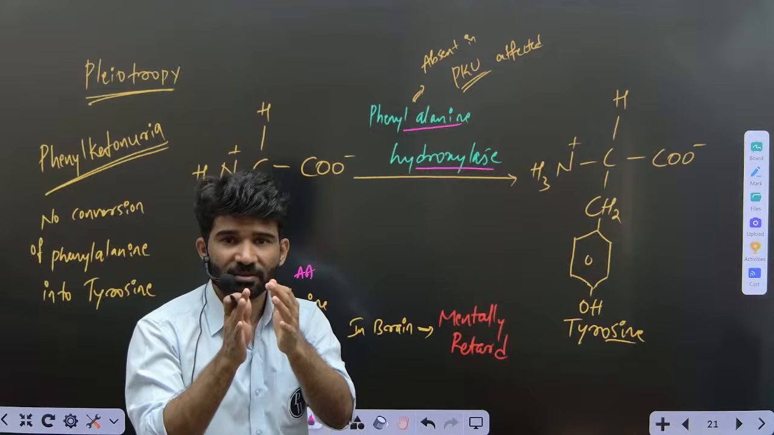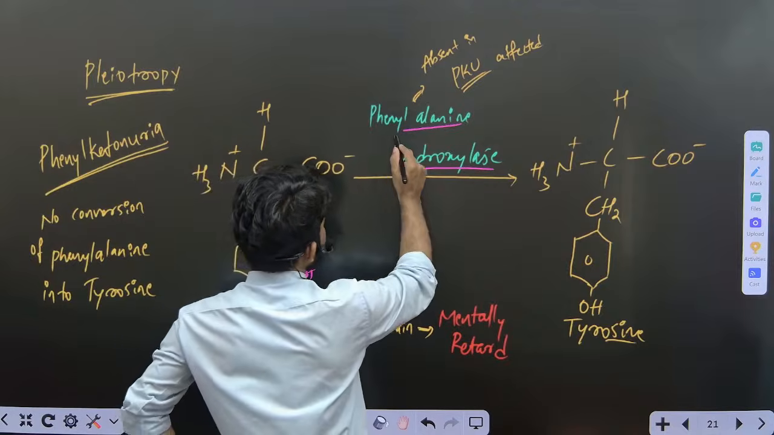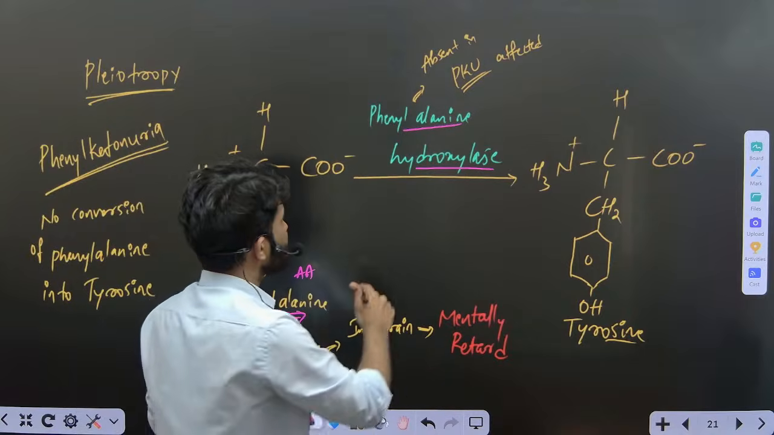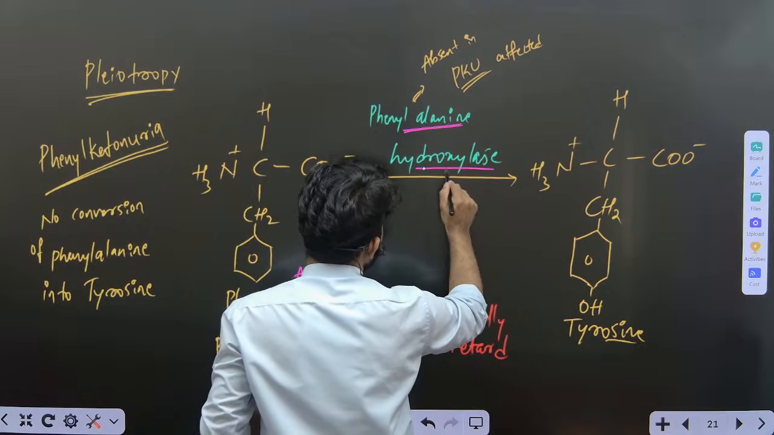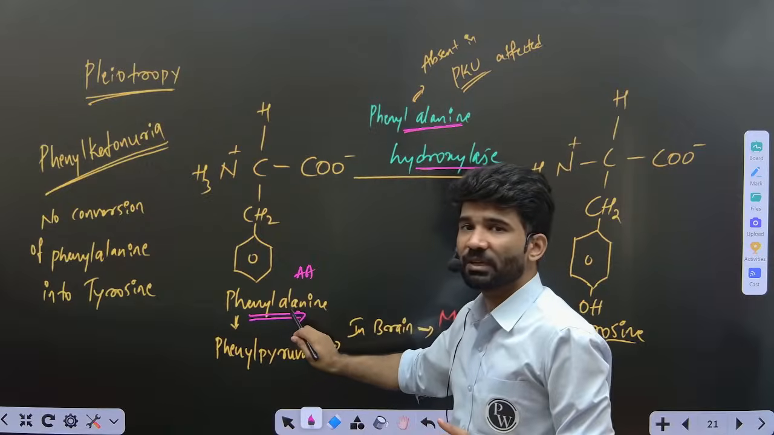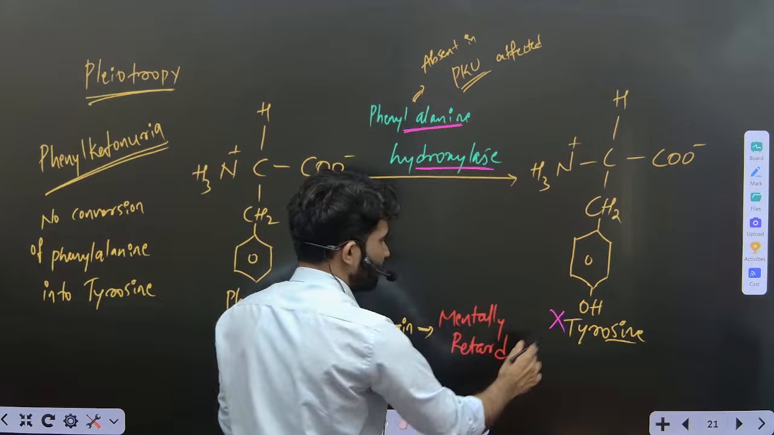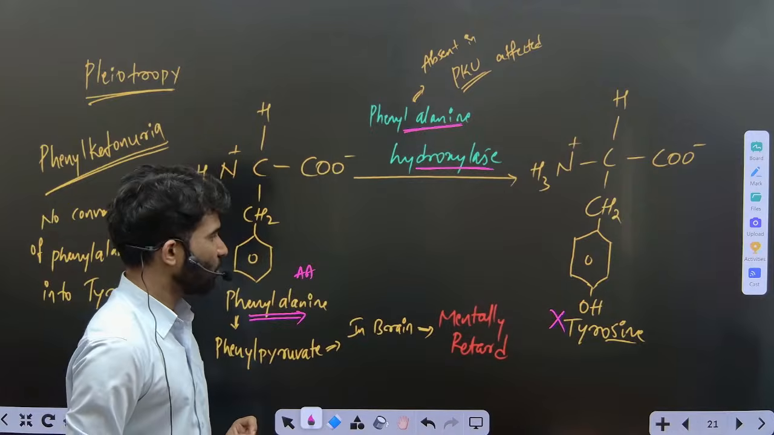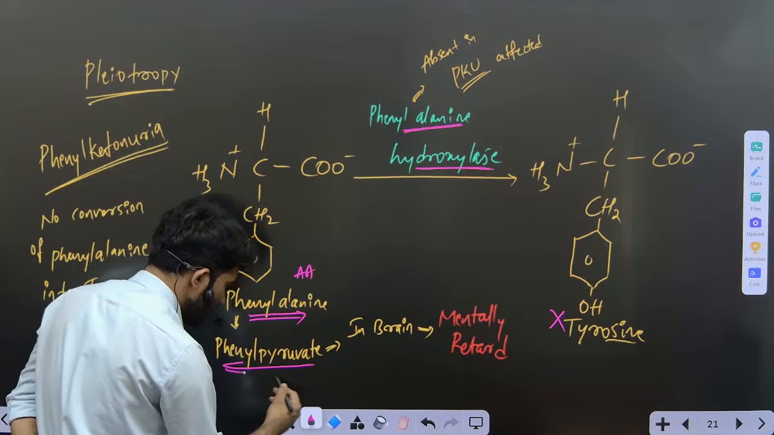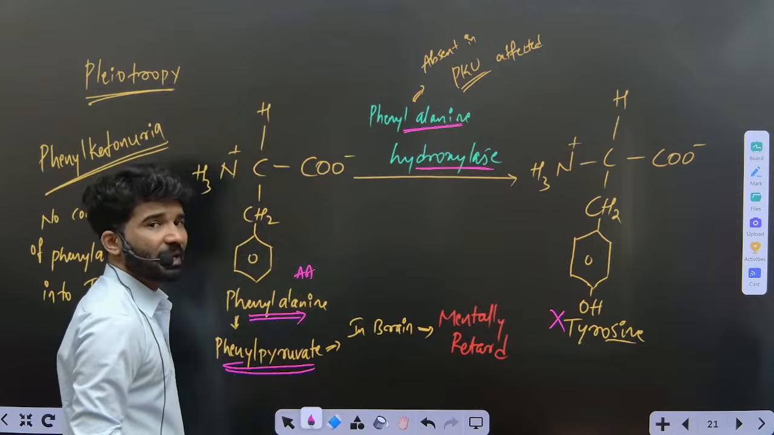If the person is affected by phenylketonuria, what happens? That person lacks the enzyme phenylalanine hydroxylase. This enzyme is lacking in the person. What happens? Phenylalanine is not converted into tyrosine. If it is not converted into tyrosine, what happens? Phenylalanine is converted into phenylpyruvate, because the phenylalanine hydroxylase enzyme is absent.